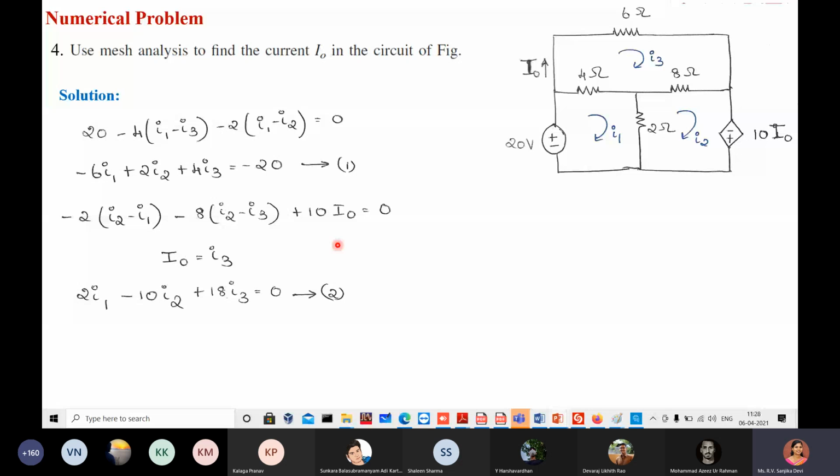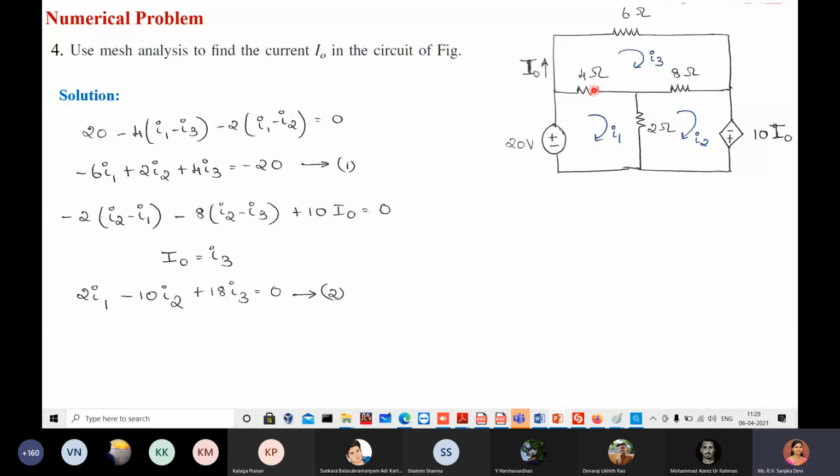Okay. Yes, ma'am. Whereas when we consider this 8 ohm, it is common between two loops. So the current flowing through 8 ohm will be the difference between I3 and I2. Right? Yes, ma'am. The same thing for 4 ohm. It is common between the first loop and the third loop. So the difference of I3 and I1 will flow through 4 ohm.